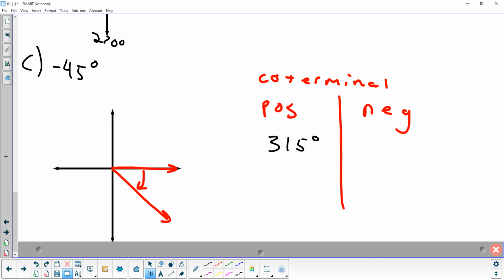And how about one that is coterminal and negative? Yep. Negative 410. Negative 400. That doesn't make sense. Negative 405, because you just subtract 360 from 45. So it's just like adding 360 and 45, and make it negative. So negative 405. Oh, wow. Yeah, that makes sense. Okay, questions on that?